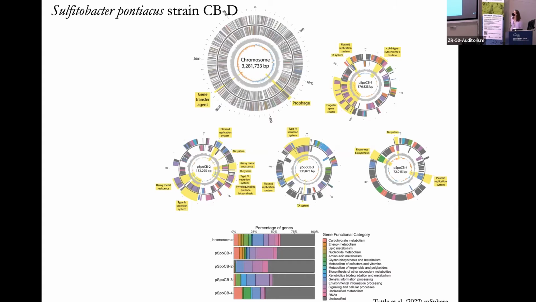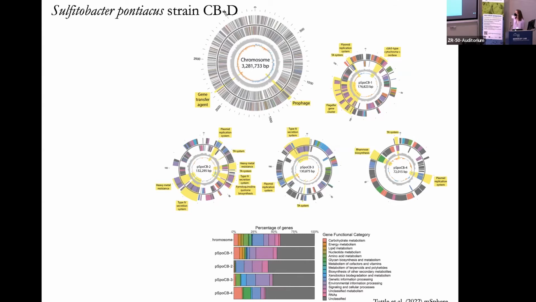We recently ended up closing the genome for this organism, and the reason we did that is because it was really important for our work to understand what the plasmid content of this particular strain was. This is just showing a graphic of the genome of this organism. It has a main chromosome that's about 3.3 megabases, but then it has 4 large, very low copy plasmids that it maintains in its cell.